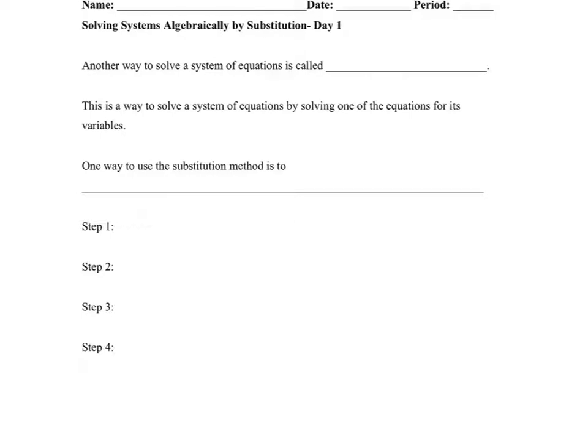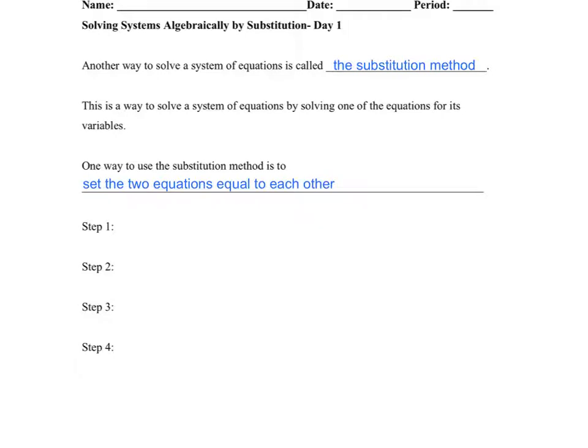Today we're going to learn how to solve systems of equations algebraically by substitution. Another way to solve a system of equations is called the substitution method. This is a way to solve a system of equations by solving one of the equations for its variables. One way to use the substitution method is to set the two equations equal to each other.